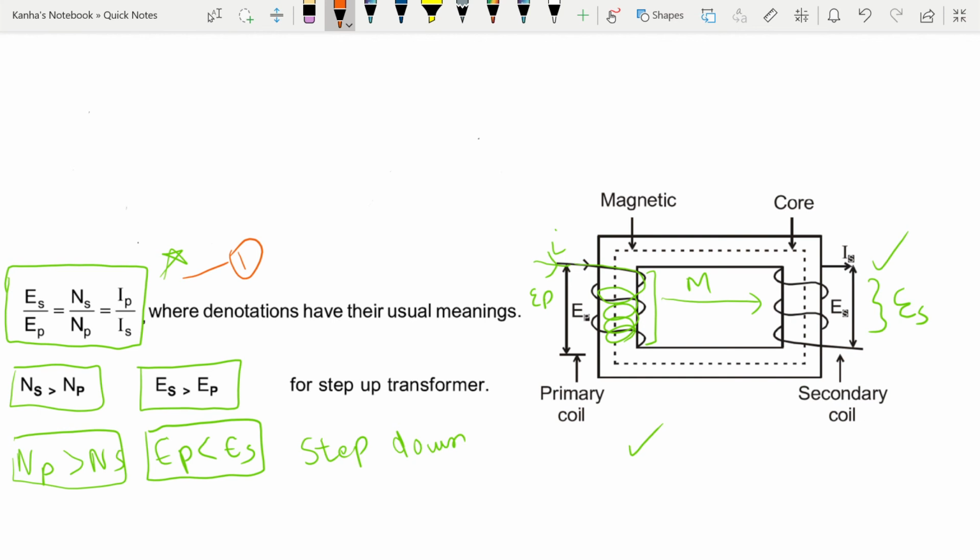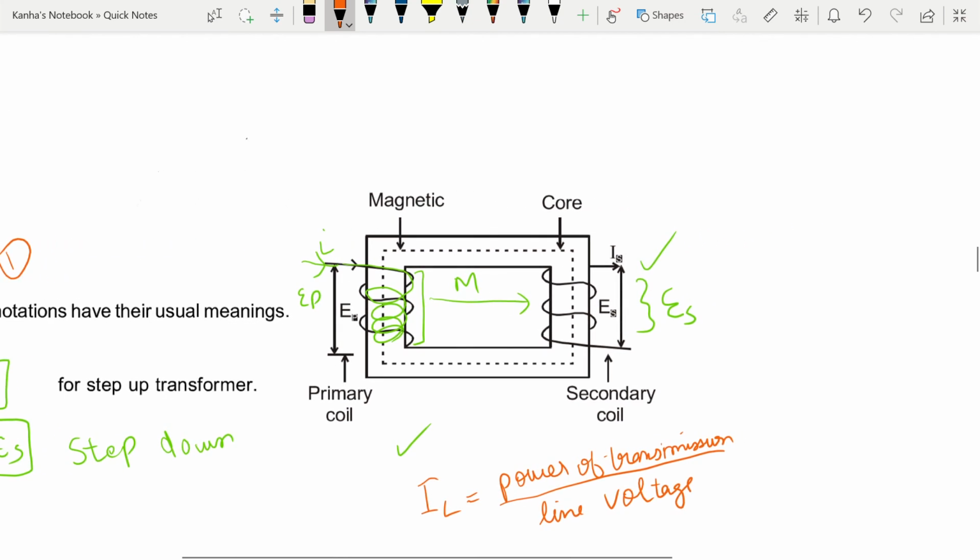You should also note that in the transmission line, the current should be equal to the power of transmission divided by the line voltage. So the power losses for this can be easily written as I_L square into R_L.